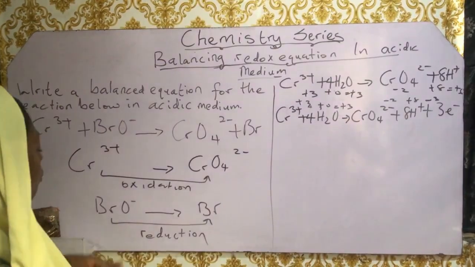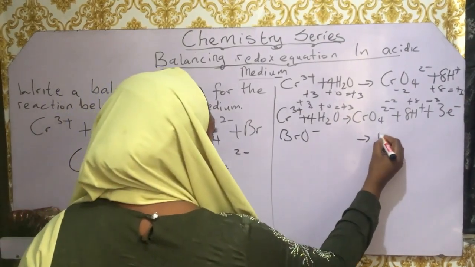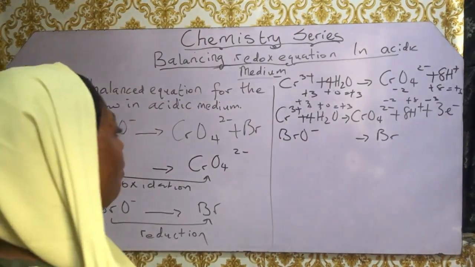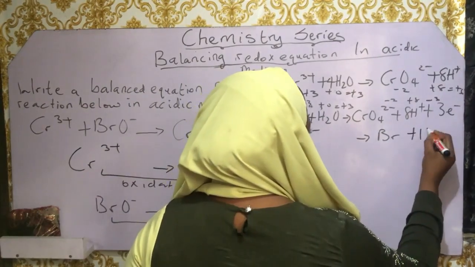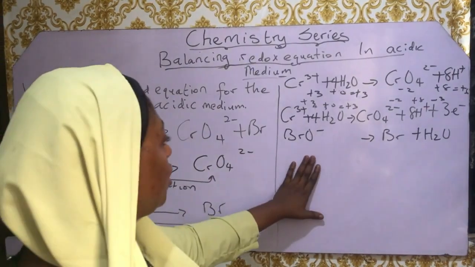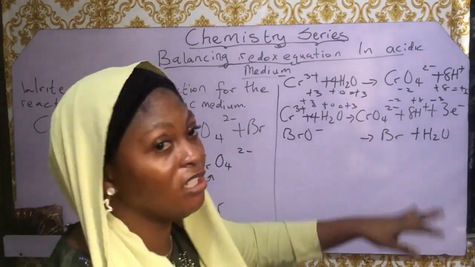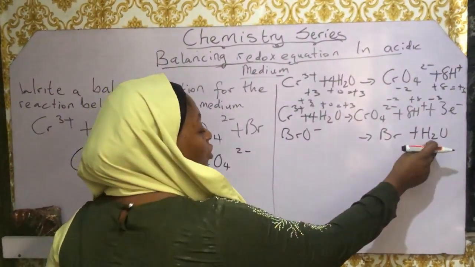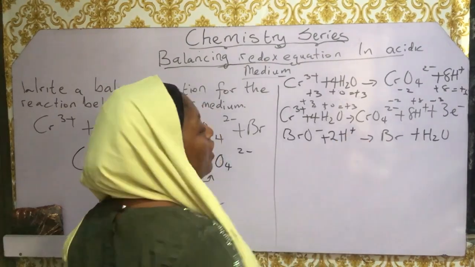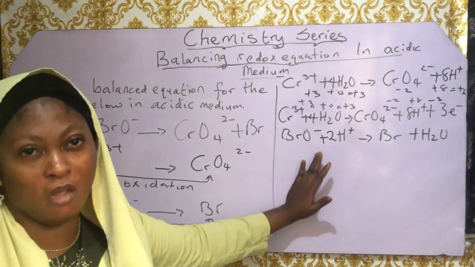Now the second half reaction, we have BrO- to give Br-. Now the bromine is balanced. We need oxygen to be balanced. We add water to the side, just 1 molecule of water. Oxygen is balanced, bromine is balanced, but hydrogen is not balanced. How many atoms of hydrogen do we have? We have 2. So we add 2 hydrogen ions to the side.